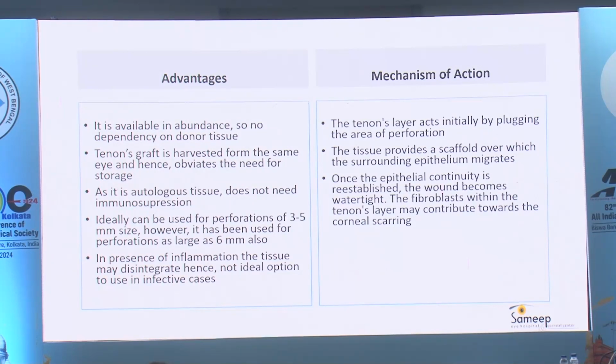In the presence of inflammation, the tissue may disintegrate faster, so it is not an ideal option to use in a very fulminant infection. The mechanism of action is that the tenons layer acts initially by plugging the area of perforation. The tissue provides a scaffold over which the surrounding epithelium would gradually migrate, and once the epithelial continuity is achieved, the wound becomes watertight, and the fibroblasts within the tenons layer may contribute towards the corneal scarring.